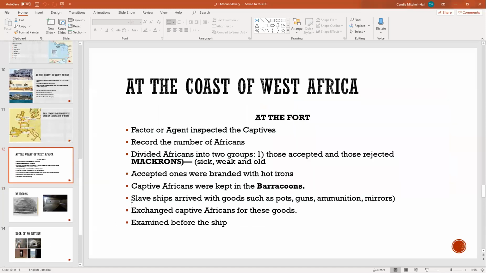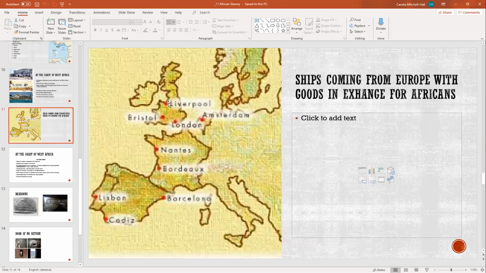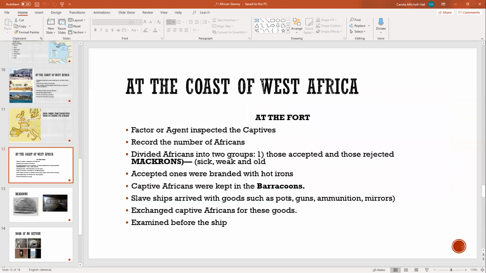After that, the ships are going to arrive with different goods from Europe. So the ships are coming from Liverpool, Bristol, London, Amsterdam, all of these places, and they are going to Africa with goods. Some of the goods they are going with are pots, guns, mirrors, ammunition, and they are going to exchange the Africans for these goods, right? So there's an exchange going on, a barter system, and then they are going to examine the Africans before they go onto the ship.